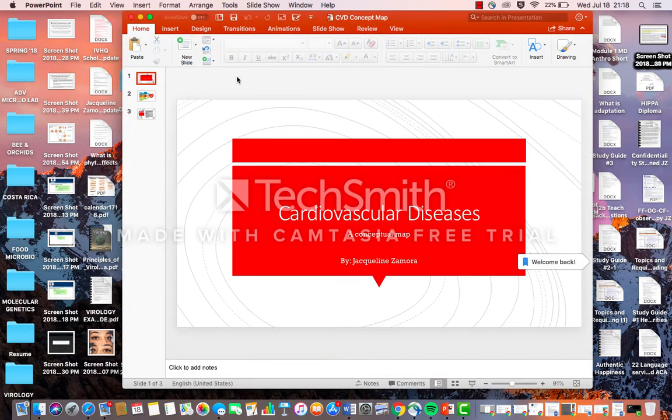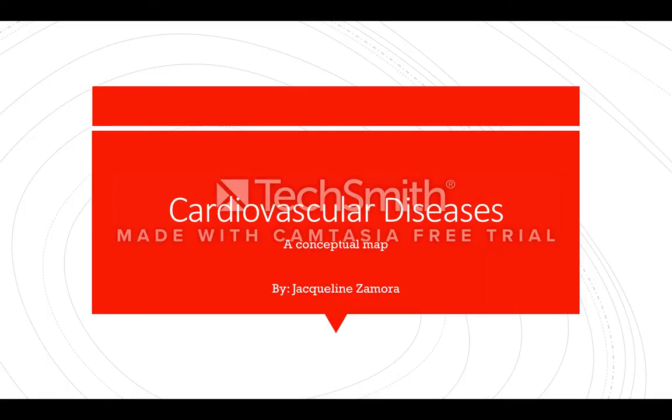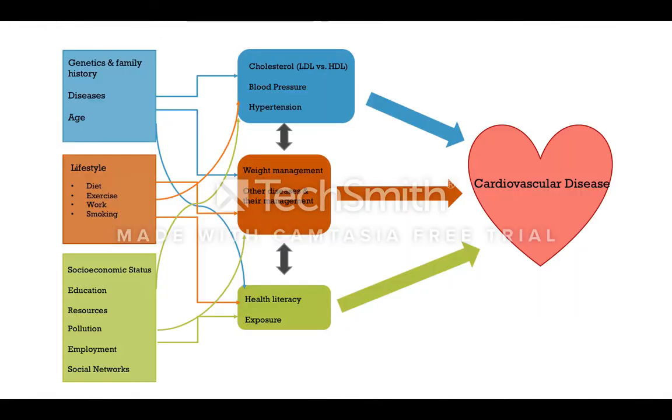I am presenting a conceptual map on cardiovascular diseases. I will begin by explaining the color coding. Blue is going to be for biology, orange is going to be for culture, and green is going to be for environment. These sharp edge boxes are going to be my independent variables. The dependent variables are going to be the rounded edged boxes, and this will all lead to cardiovascular disease.